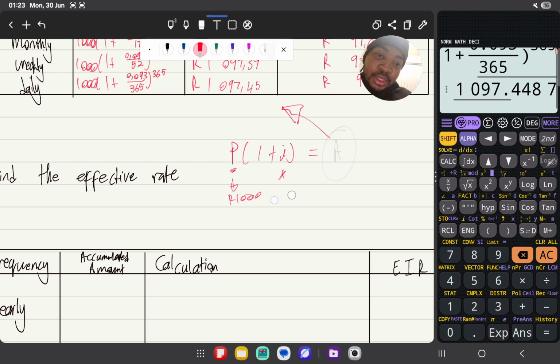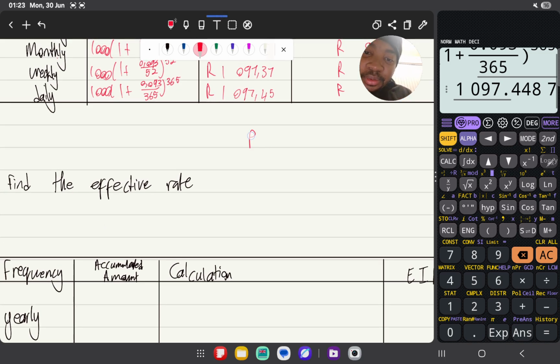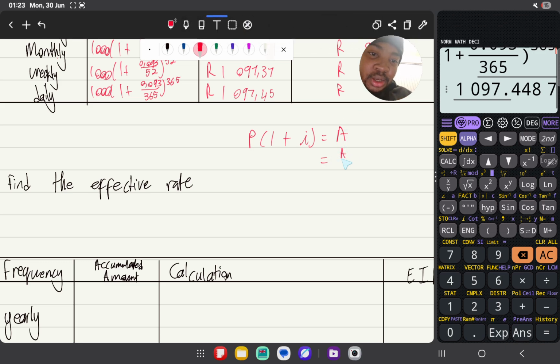Just right here on this space, I'm going to derive the formula for the interest so that we don't have to do all of that. So you have P(1 plus I) equals A. The next step, you divide by P on both sides. You have A divided by P, then you have 1 plus I. We transpose 1, so you have A over P minus 1. So this is the formula we're going to use.